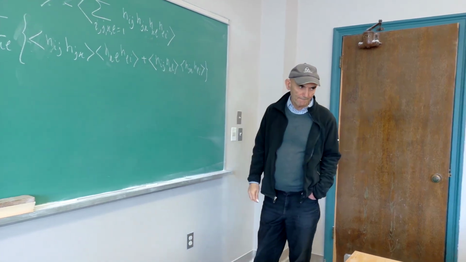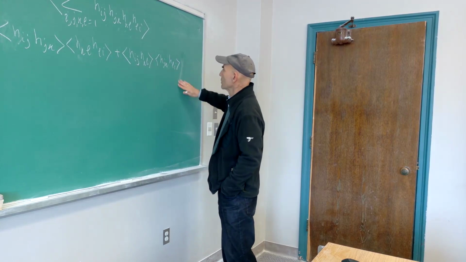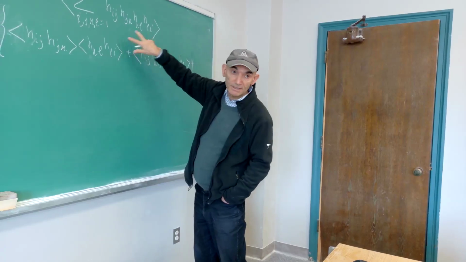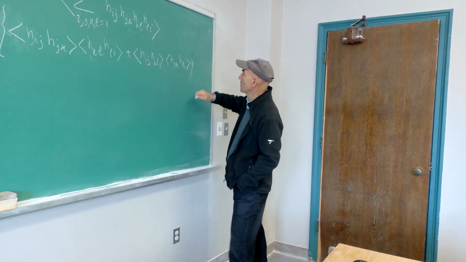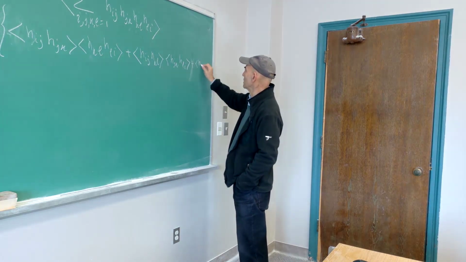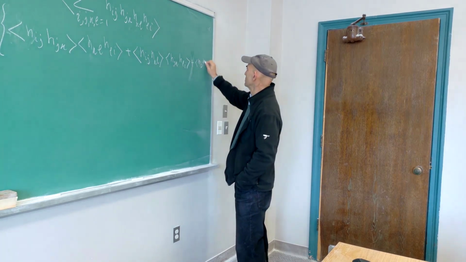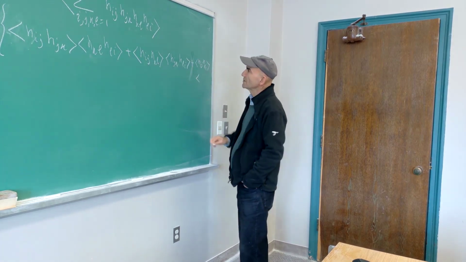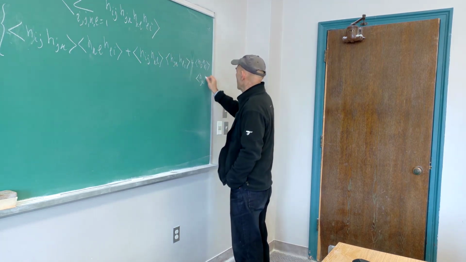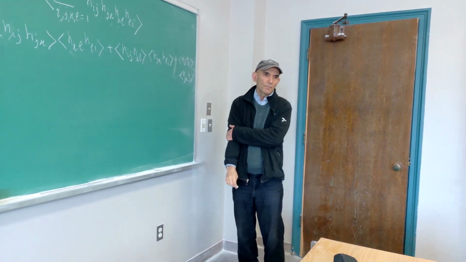Okay. So we're not done. There is one more term, which is where I take the first and last and the two middle together this time. So I just get HIJ, HLI times HJK, HKK. And that's okay.